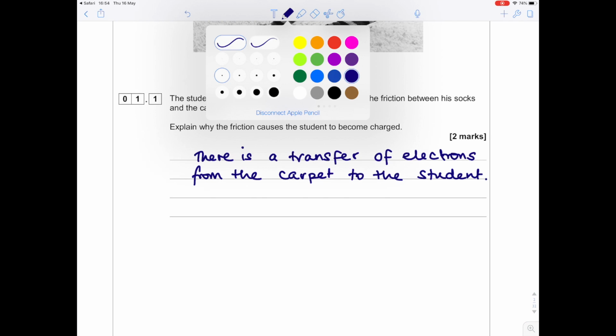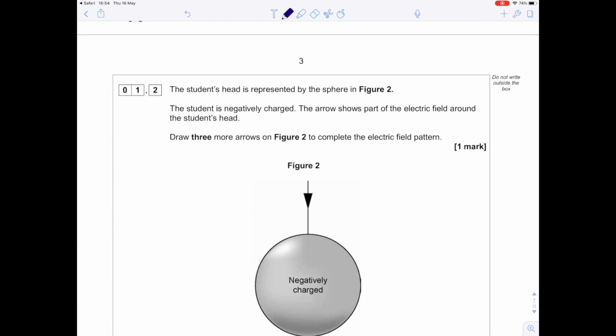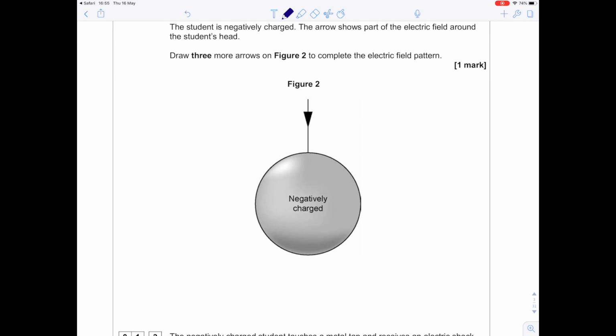And I'm going to change my tip because I think it's a bit too fat. 1.2 The student's head is represented by the sphere in figure 2. The student is negatively charged. The arrow chart shows part of the electric field around the student's head. Draw 3 more arrows on figure 2 to complete the electric field pattern. Handily, they've already shown you the direction and where it occurs, so where would 3 more arrows fit nicely? Well, here, here, here and here.